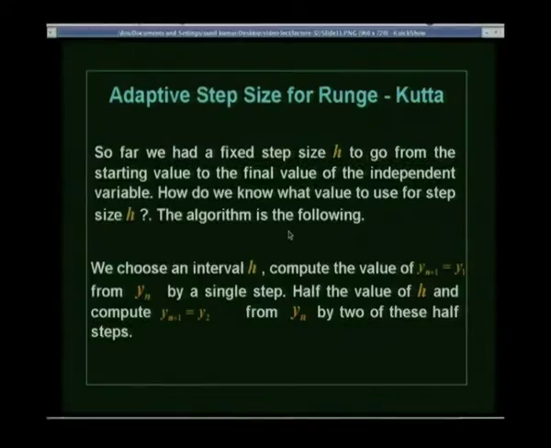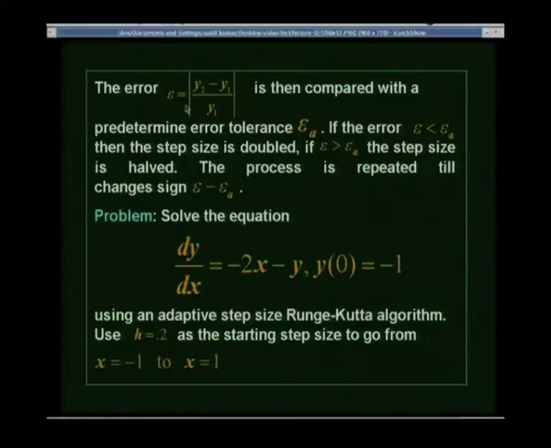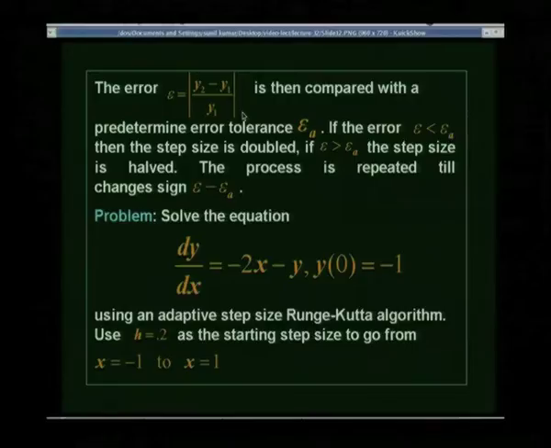So as I said, I will go in steps. I choose an interval h and compute the value yn plus 1, which I call y1, from yn by a single step. Then with half the step value of h, I compute again yn plus 1, which we now call y2. I compare these two and define an error, (y2 minus y1) by y1, and then compare this with some predetermined error tolerance which I had put in. We can use this equation to solve the differential equation which we just looked at.